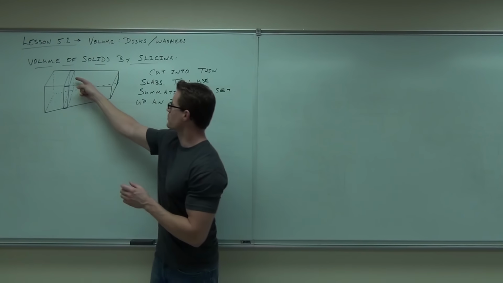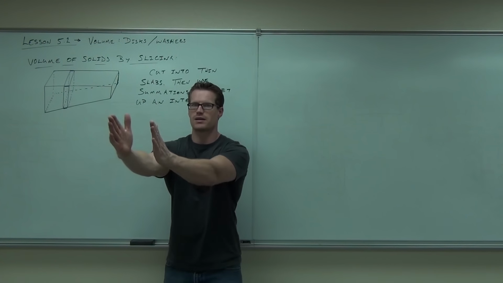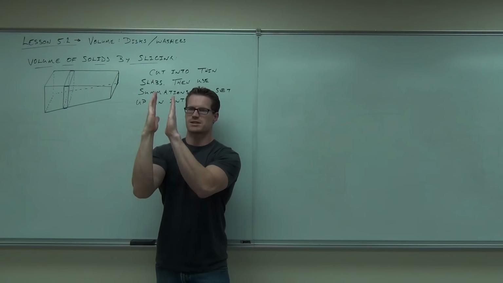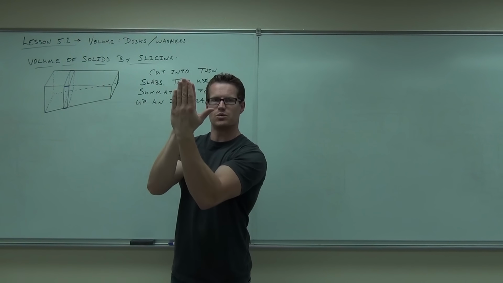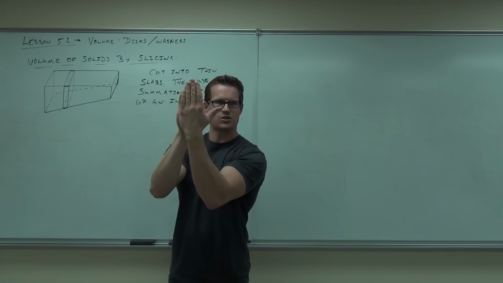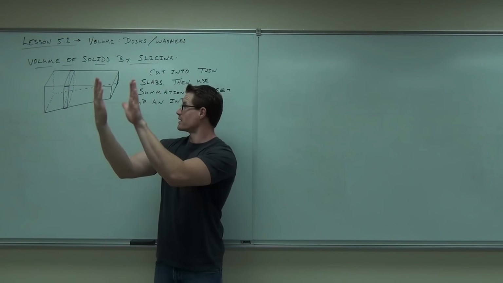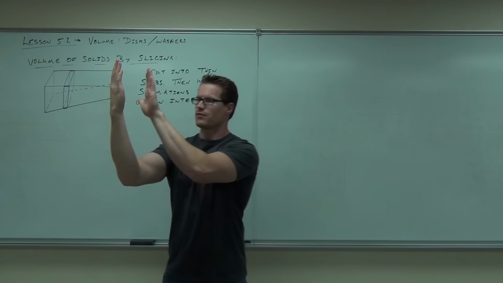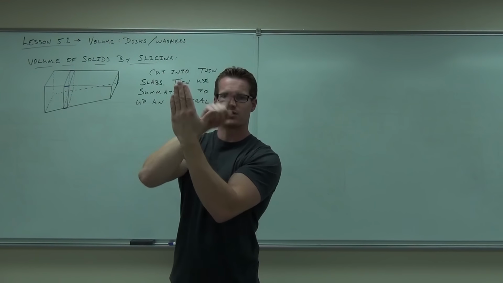So if I found the cross-sectional area, so I cut it this way, I take my slab out, I turn it towards you. That's the cross-section. Can you picture that three-dimensionally? You cut it like here, I pick it off, I turn it this way. What you're looking at right now is the cross-section.